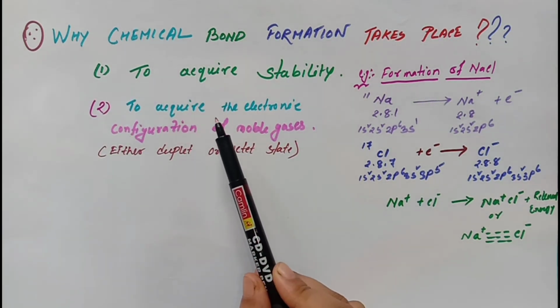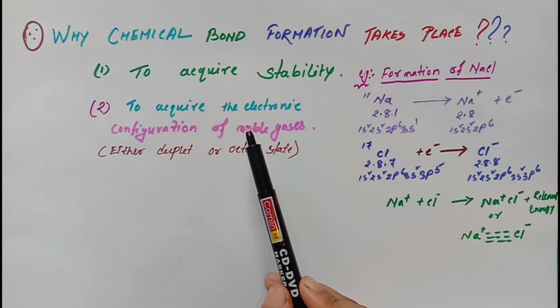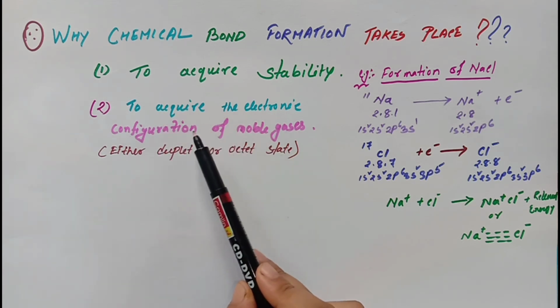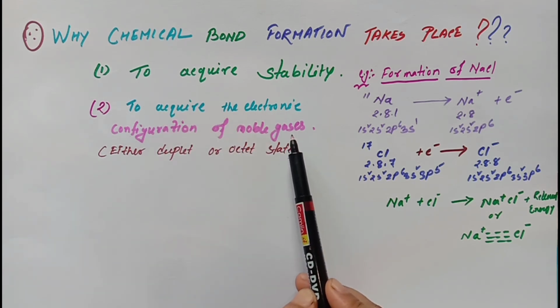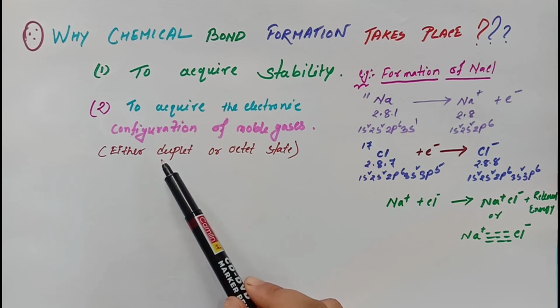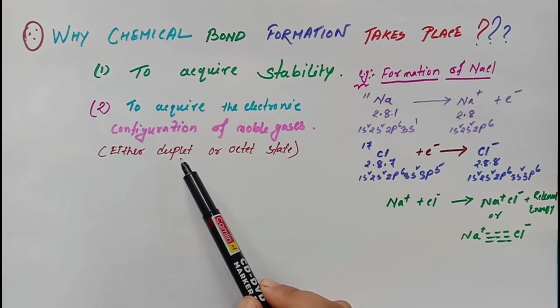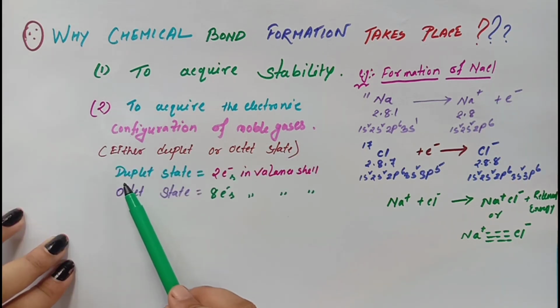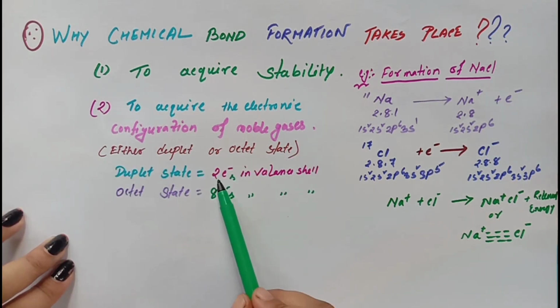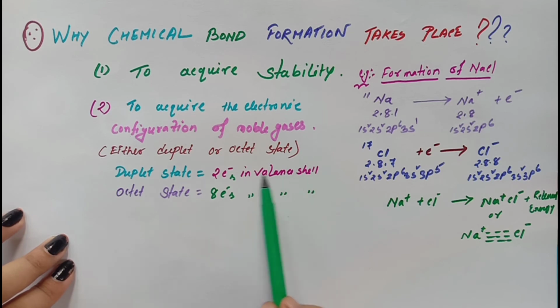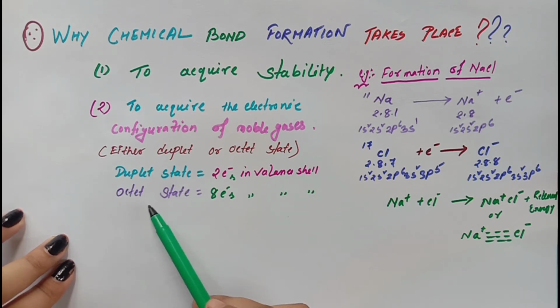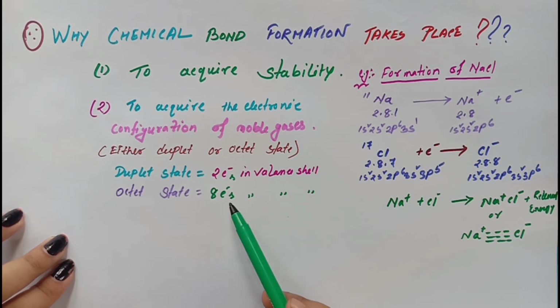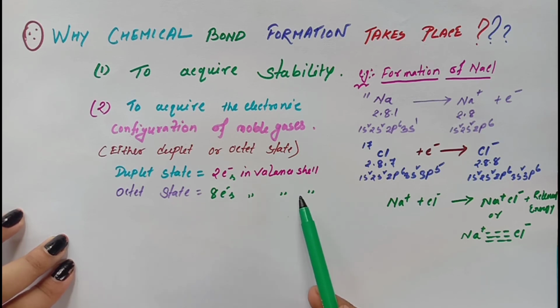The second reason for the formation of a chemical bond is to acquire the electronic configuration of noble gases. So they will try to form either the duplet or the octet state. Okay. So what is the duplet state? That is 2 electrons in the valence shell, known as the duplet state, and octet state means 8 electrons are there in the valence shell.